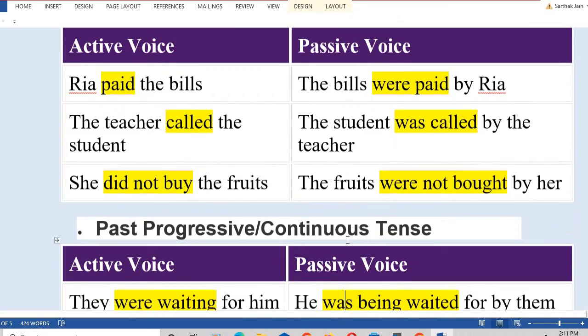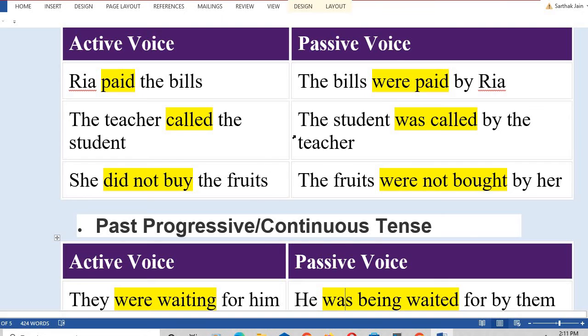Now simple past. Active voice: Ria paid the bill. The bills were paid by Ria. Now you can see paid is the second form. This is how you understand this is simple past, and bills is the plural subject of the third person, that is why were, and then paid by Ria. Very simple. Now see, she didn't buy the fruits. Did not buy is simple past in active form, and in passive you will write were not bought because the subject fruits is in plural.